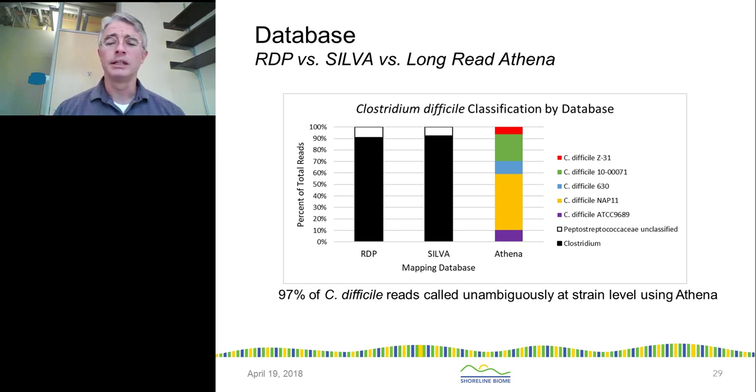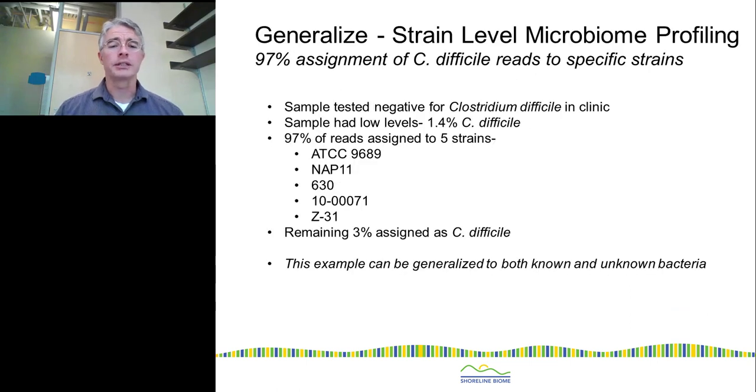Diff Z31 doesn't have the toxin, and you're probably not going to get the disease. The other ones, yes, you will. So having the database that has these longer gene cassettes in it enables us to really get down to the strain level of identification, which is great.